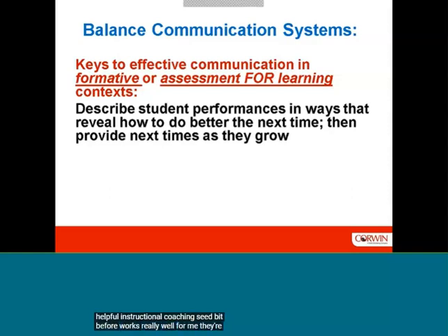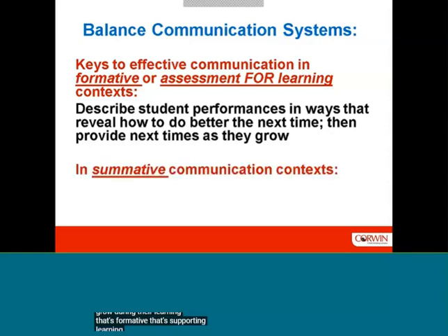The metaphor works really well for me there. Guided practice with descriptive feedback, so kids can watch themselves grow during their learning. That's formative. That's supporting learning.